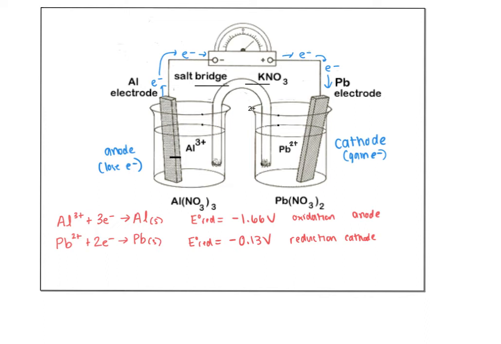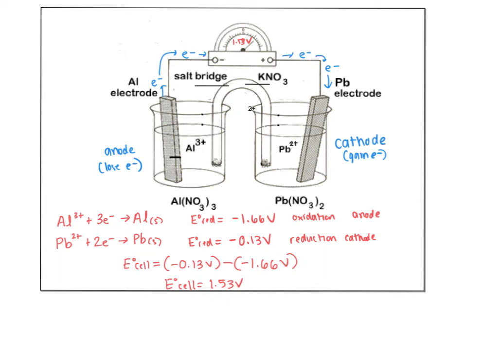Let's calculate that voltage. We know that we're going to take the reduction, so the cathode, negative 0.13, minus the reduction value at the anode. So my E cell is going to be 1.53 volts, and that's what this voltmeter would say, 1.53 volts.